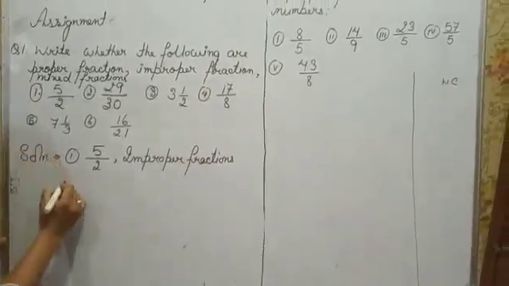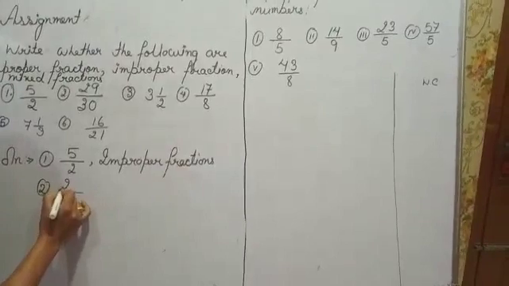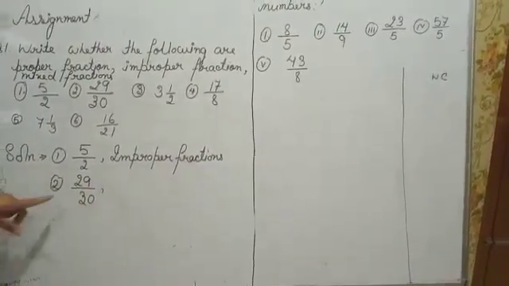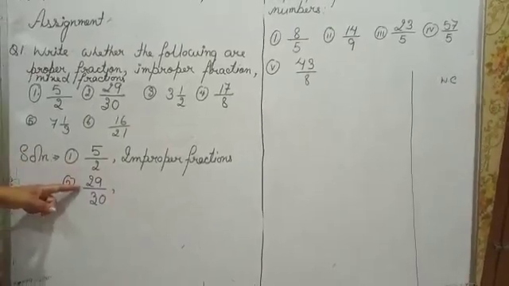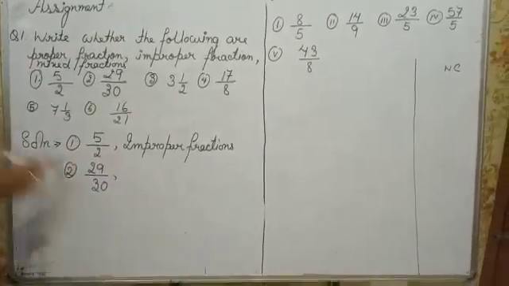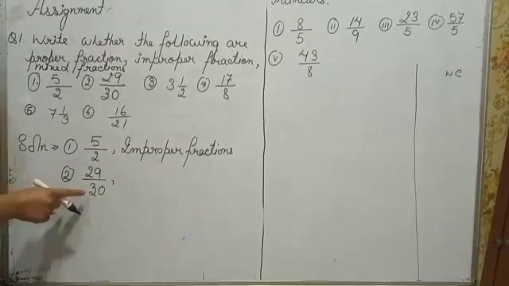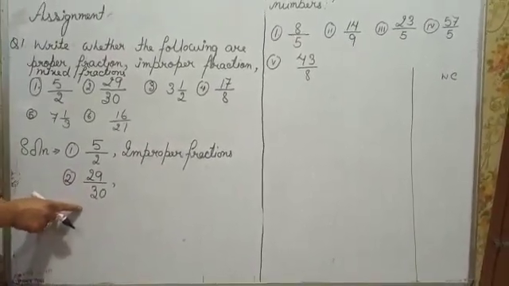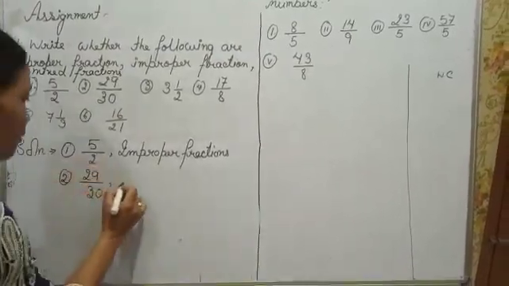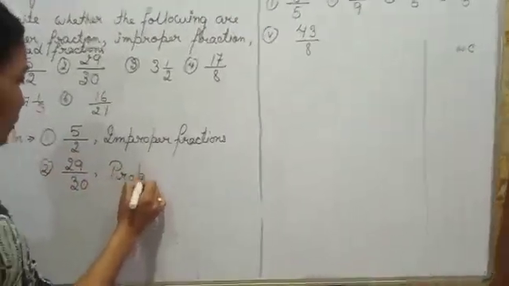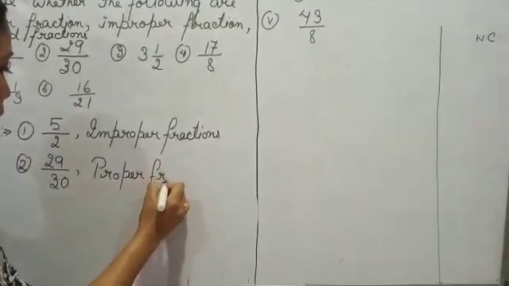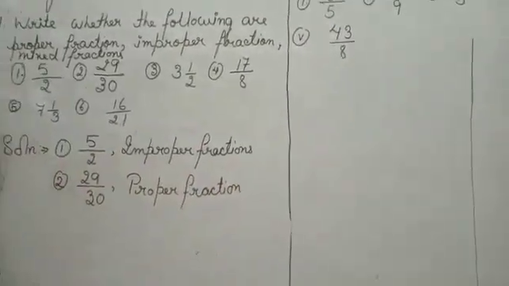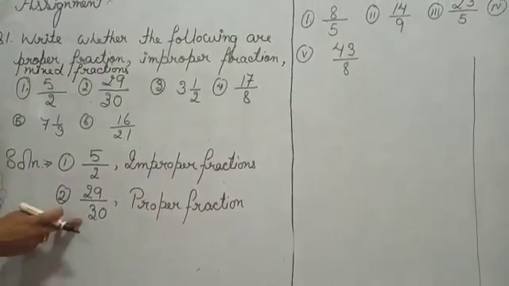Then let's see number 2. The given fraction is 29 by 30. The numerator 29 is less than the denominator 30. A fraction where the numerator is less than the denominator is called a proper fraction. Proper fraction means a fraction in which the number in the numerator is less than the denominator.